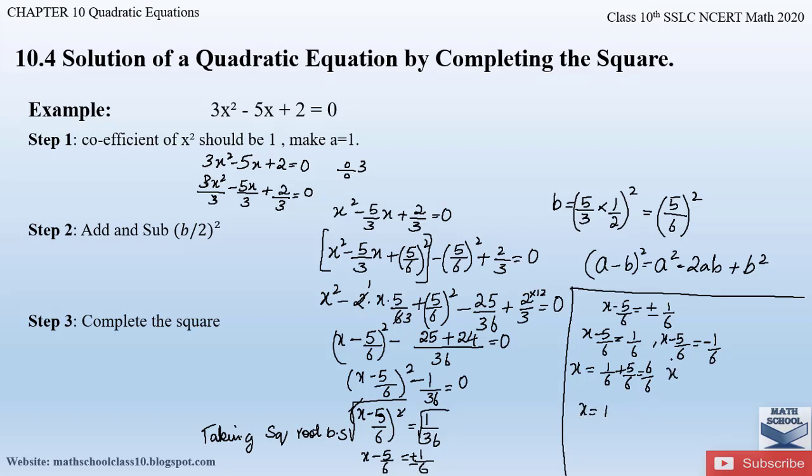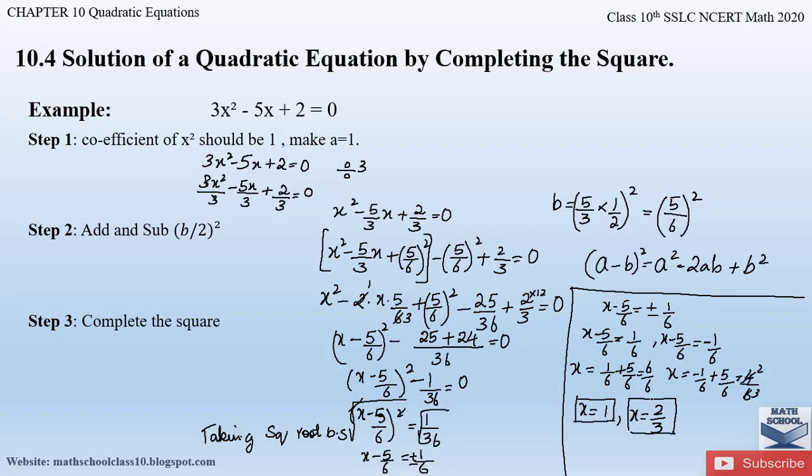Similarly here, if we send minus 5 by 6 to the right hand side, we are going to get minus 1 by 6 plus 5 by 6. So here we have to subtract. So 5 minus 1 will be 4, divided by 6, or it is 2 2s are 2 3s are. So the x value we got is x equal to 1, or x is equal to 2 divided by 3. So these are the two roots we got by using the method of completing the square.